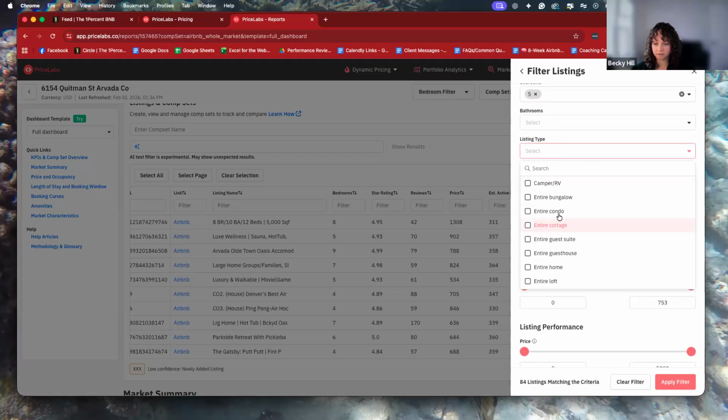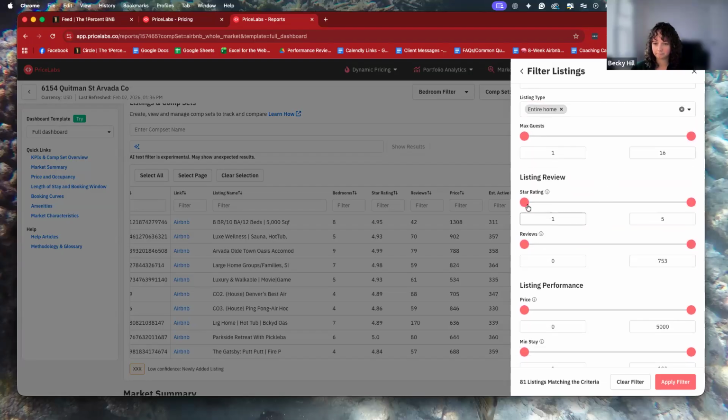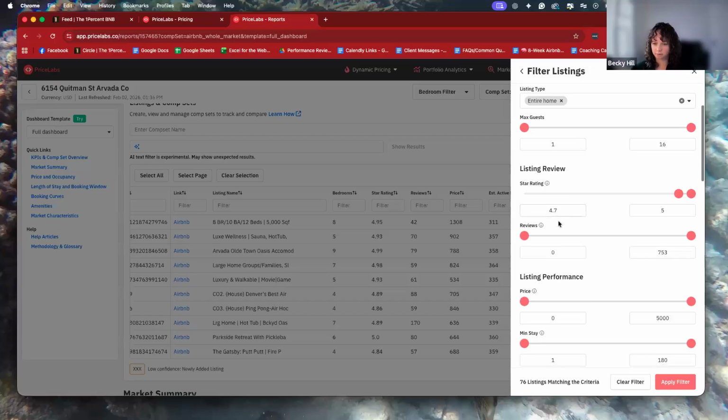Bathrooms doesn't matter to me. Home type, we're only looking at homes. Stars, I don't want to look at super low rated homes. There's no point. I'm trying to compete with the best. And I know none of the top properties are getting like a 4.3 star. So 4.8 is the minimum for Superhost. Majority of the time, top properties are going to have that. I'm going to leave a little bit of flexibility. I personally do 4.7.